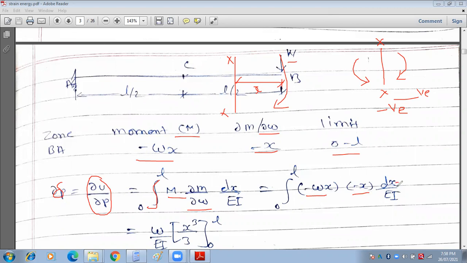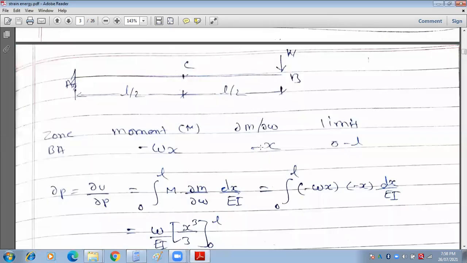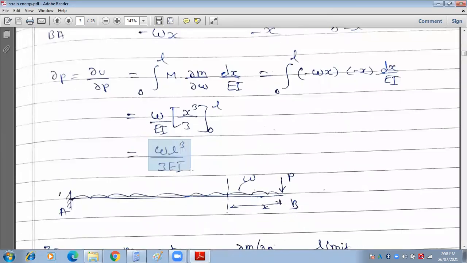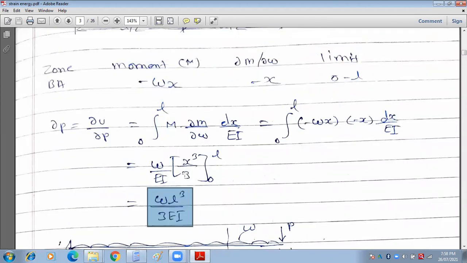Multiplication of these two becomes an integration of W x square, and as we know, integration of x square is x cube upon 3, limit varies from 0 to L. Now by simplifying, what we will be getting is W L cube upon 3EI, and that is nothing but the standard formula for the cantilever beam carrying a point load at the free end, and by using this strain energy method also you will be getting the same value.